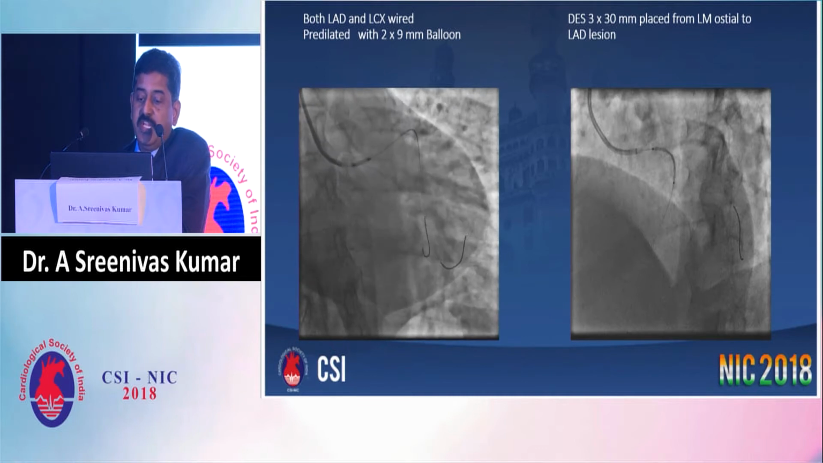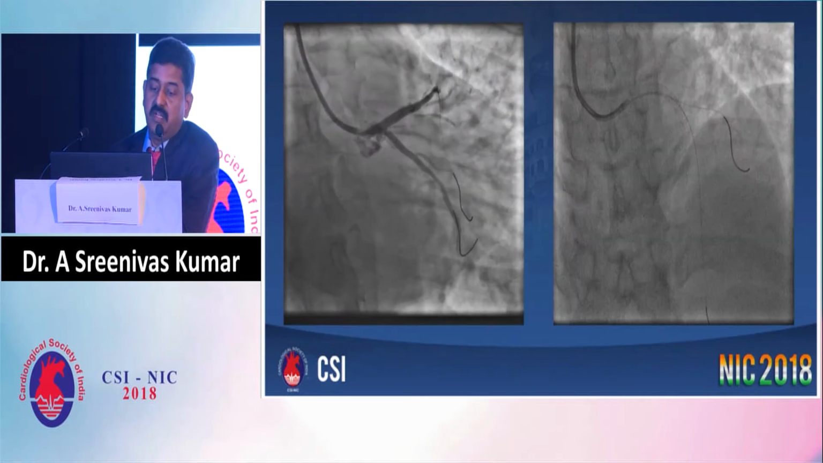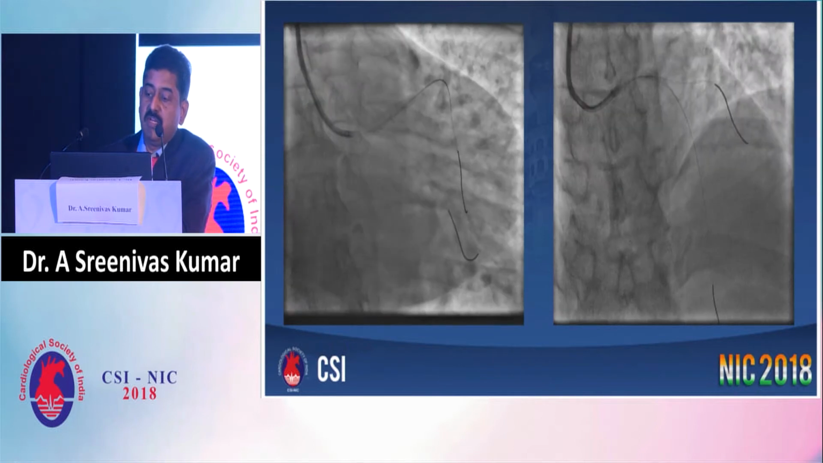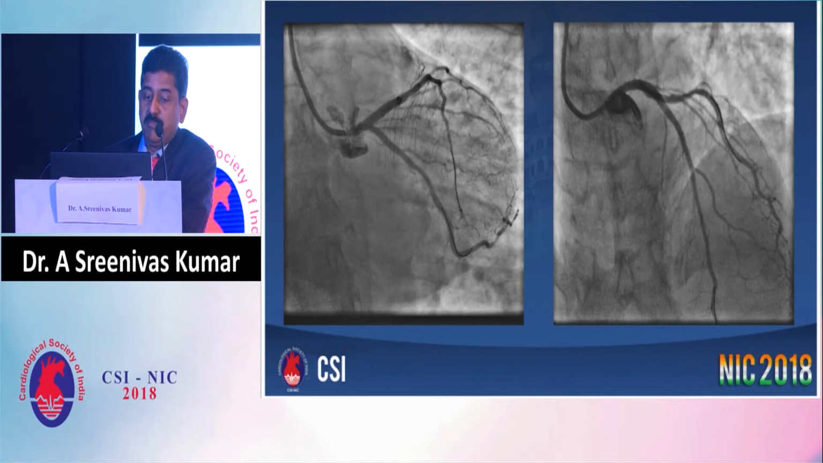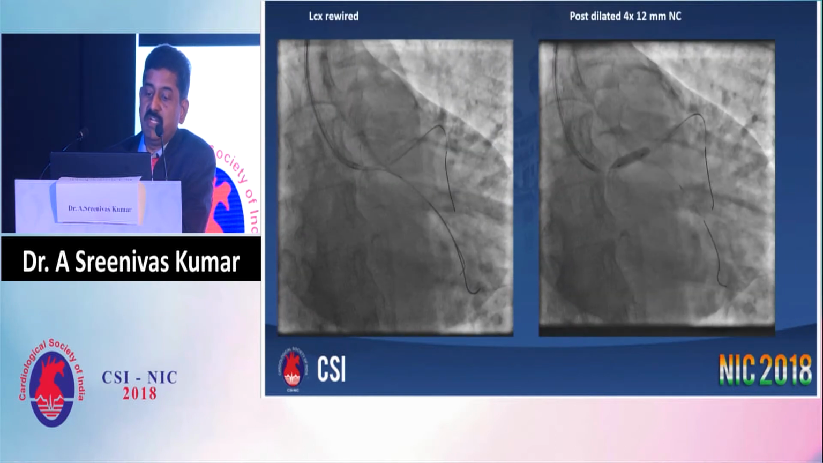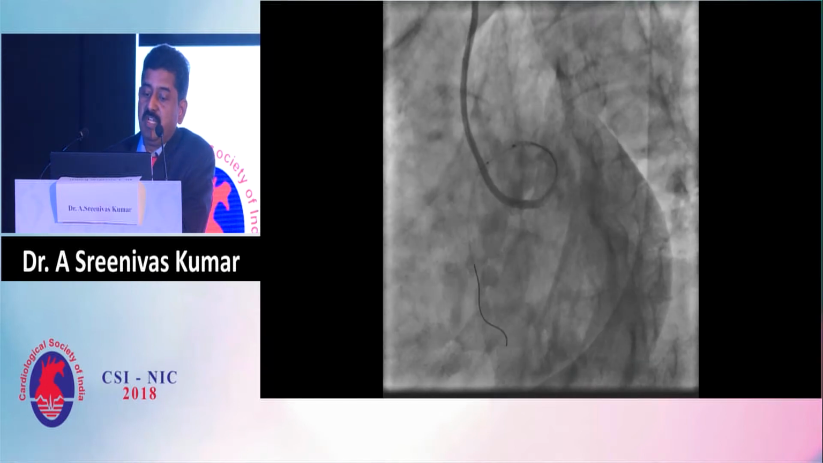For osteal placements, I feel you should always check in the LAO cranial view, because in the caudal view you sometimes mistake the ostium. Initially the stent looks okay, but as we thought, the proximal portion needs optimization. We dilated with the 4x12 after rewiring through the LCX through the stent, and then we did an OCT.